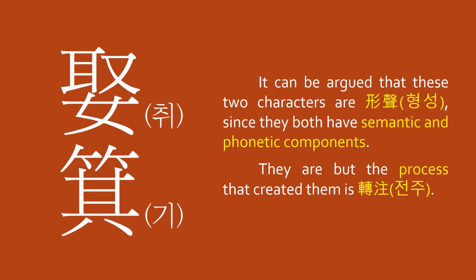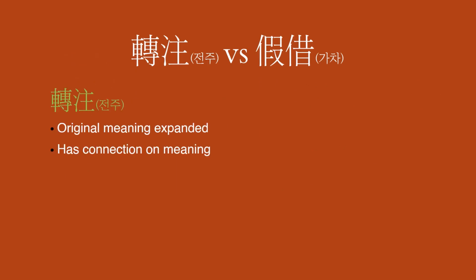It can be argued that the new characters for Chui and ki are Hyeongsong or pictophonetic characters, since they both have semantic and phonetic components. Yes, they are, but the process that created them is Chonju. It is Chonju when the original meaning of a character expanded, or there is a connection between the meanings of the two characters, even though the pronunciations may or may not be similar.